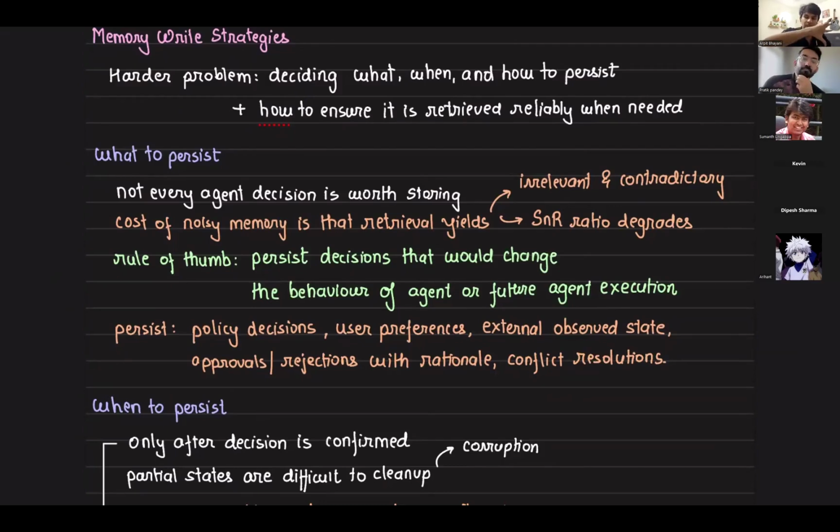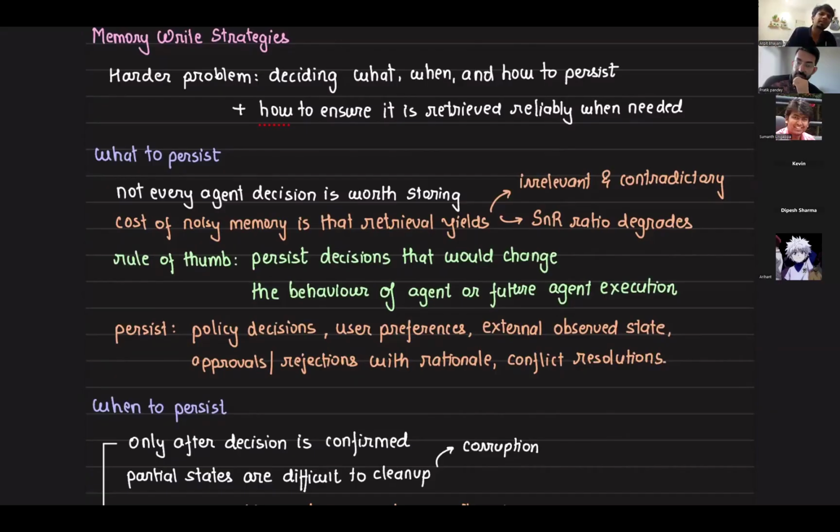So if you're just bluntly saving every single chat in your external storage or your memory, the problem is your SNR, which is signal-to-noise ratio, degrades. Your retrieval becomes irrelevant and very likely contradictory, because you just said some stuff in a contradictory fashion and it somehow was ranked higher, and your output goes berserk. So a good rule of thumb, again, not always a golden rule, is you should persist decisions that would change the behavior of the agent or future agent execution.